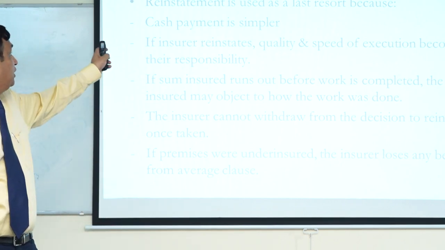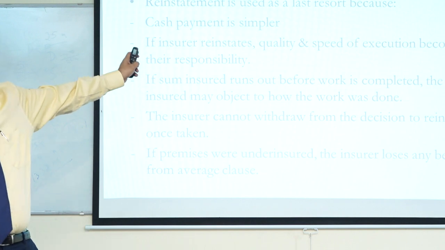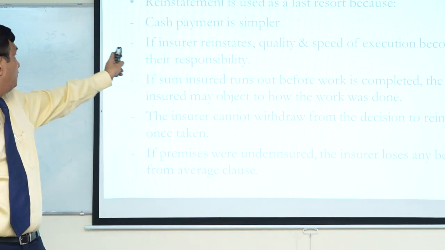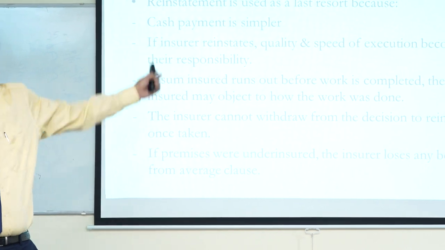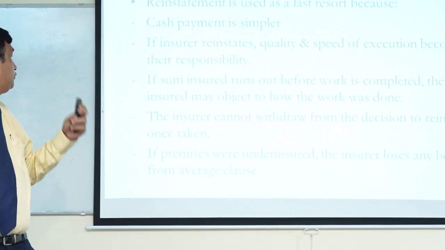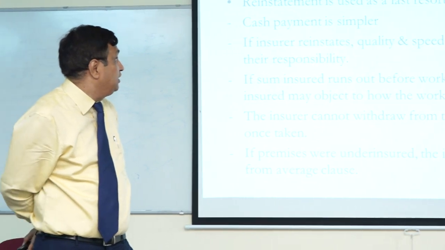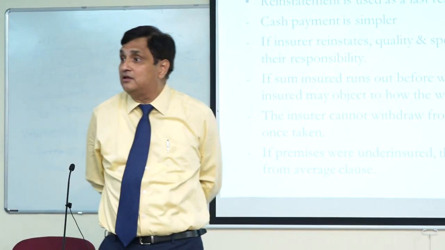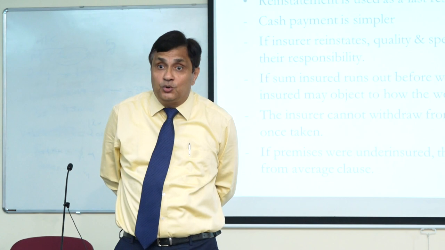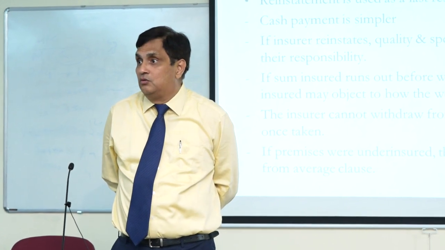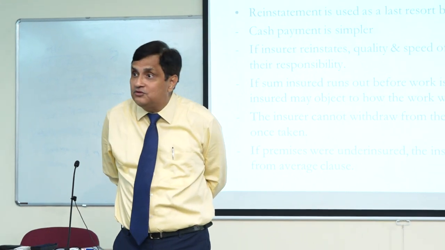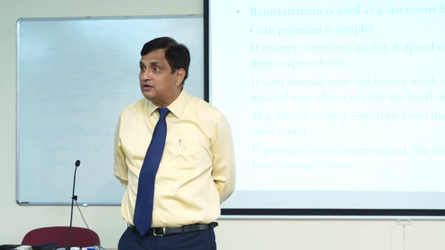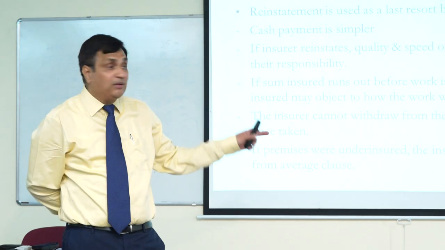Next, reinstatement is used as a last resort. Why do people use it as a last resort? Because cash payment is simpler. I would rather prefer to pay cash than do all this. Second thing is, if the insurer reinstates, quality and speed of execution become their responsibility. If the insurer says, I am going to take over, the insured will say, you are taking too long. If I had done it, I would have done it in 2 months. You are taking 4 months. I am losing my profit out of that. So he will blame you. So it becomes the insurer's responsibility.